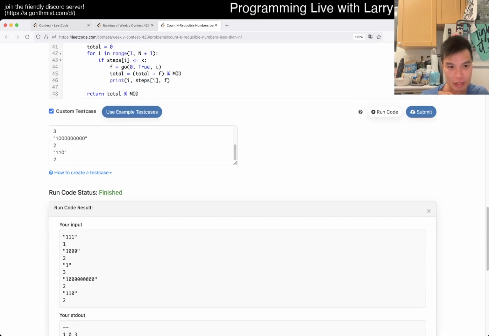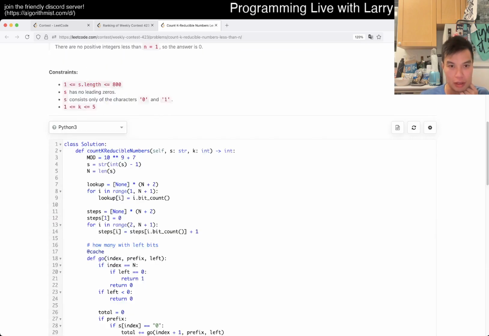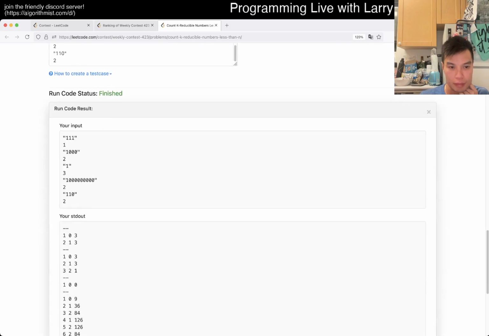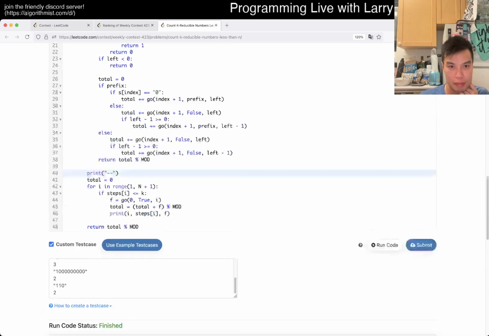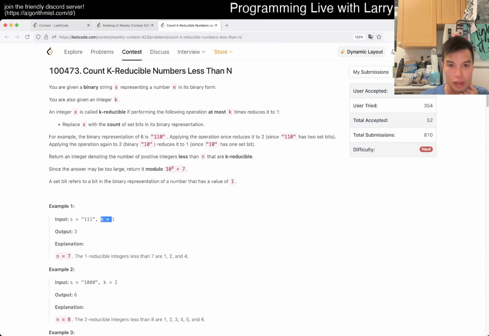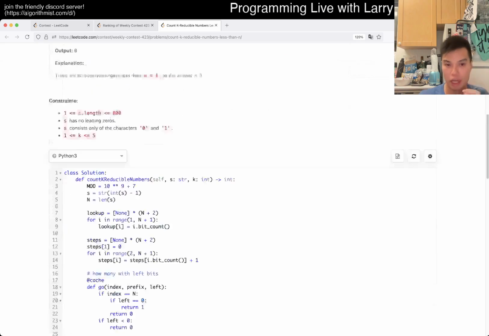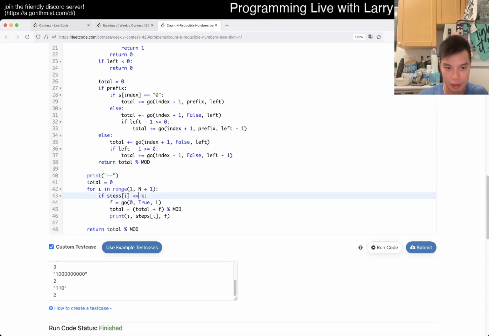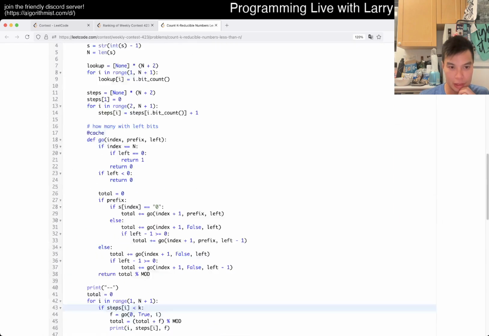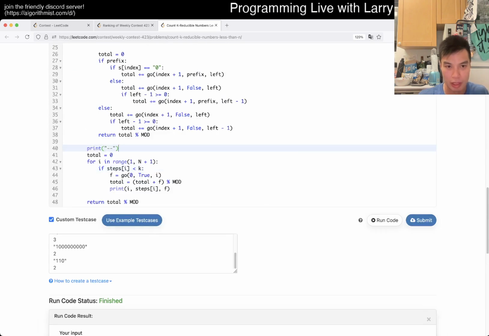It's okay, so the 3... 1 is 0 steps. 1, 2, and 4, at most 1 operation, right? Replace it with the count. Oh, okay, I see. So this is strictly less than then. 3, 6, 0 is right. Okay.